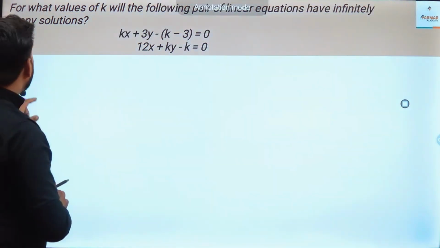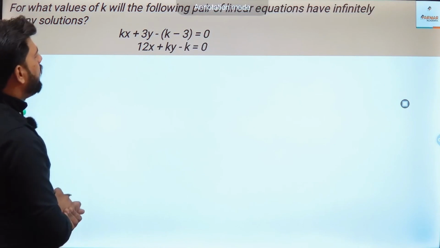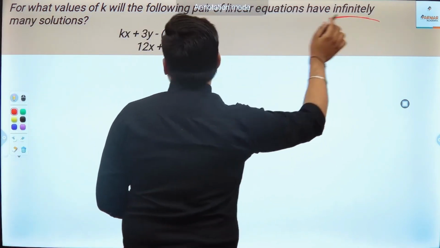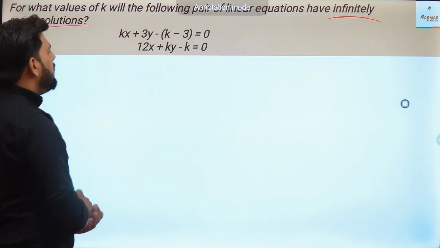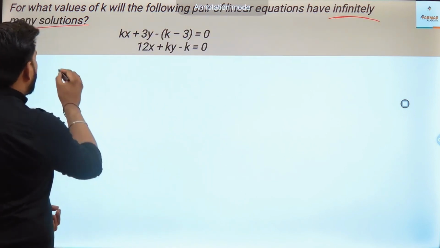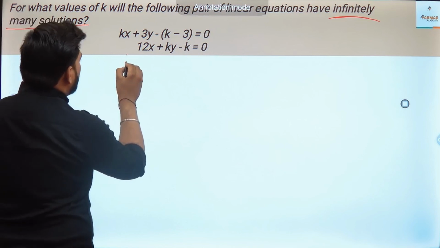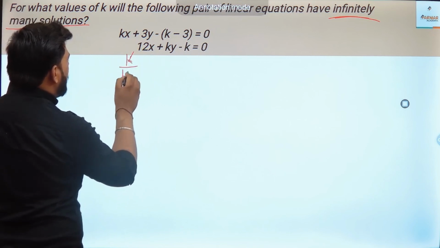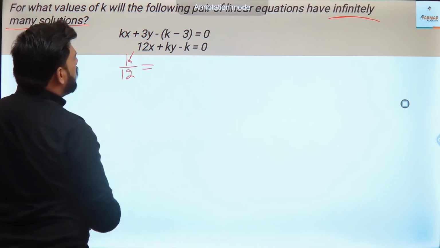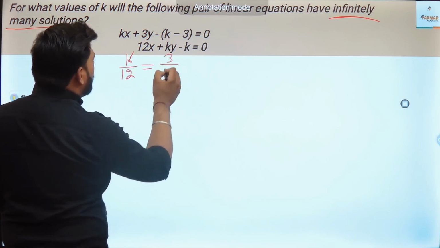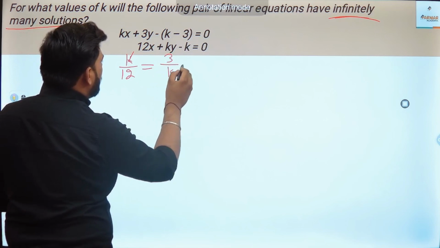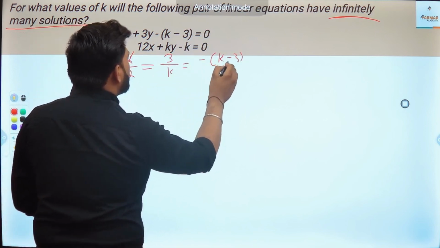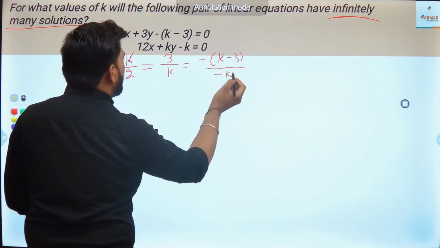for what values of k will the following pair of linear equations have infinitely many solutions? So again, infinitely many solutions are there. So the condition is that the three ratios are equal. Coefficient of x is k, and here coefficient of x is 12, that is equal to coefficient of y, 3 and k, and the constant terms, minus k minus 3, and here is minus k.